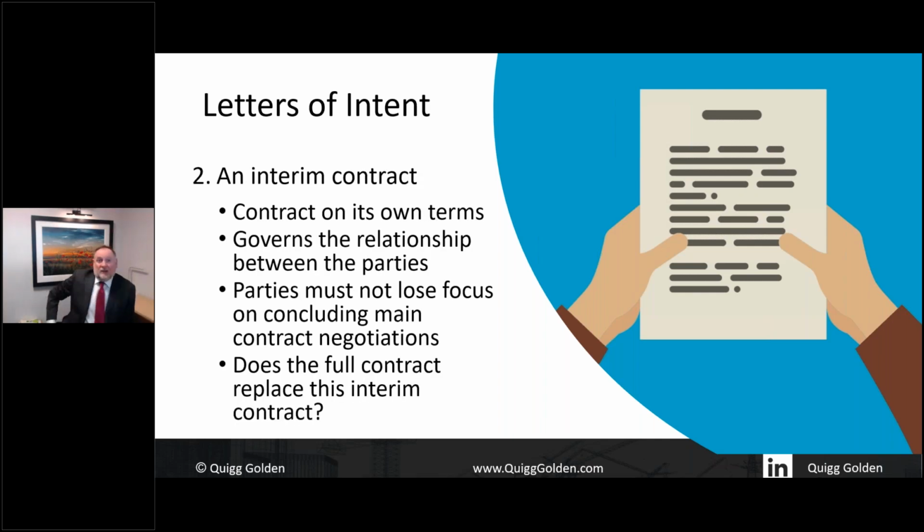The second category is the most common category, and it's an interim contract on its own terms, which governs the relationship between the parties and can be used to do some work. The parties, however, have to be very careful with these types of letter of intent, because all too often, once they're entered into, the intention and focus of agreeing the main contract will start to disappear.